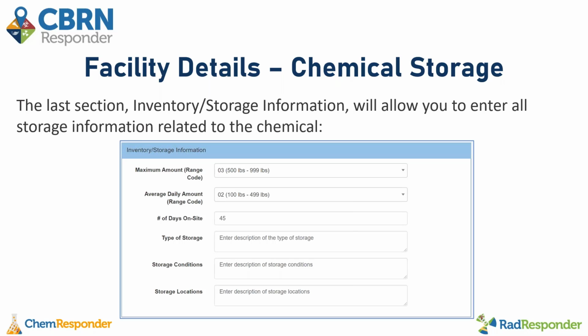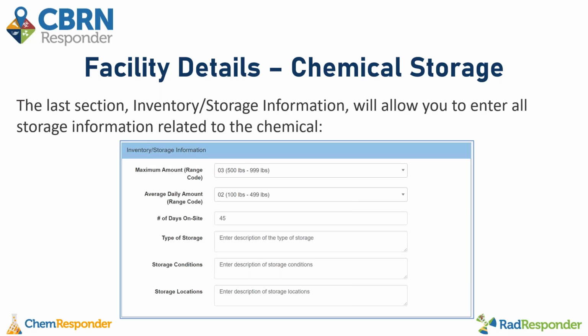And finally, the last section is the inventory and storage information. And so this will allow you to enter all of the storage information related to the chemical, such as the maximum amount, the average daily amount, number of days on site, and type of storage, storage conditions, storage locations, etc.